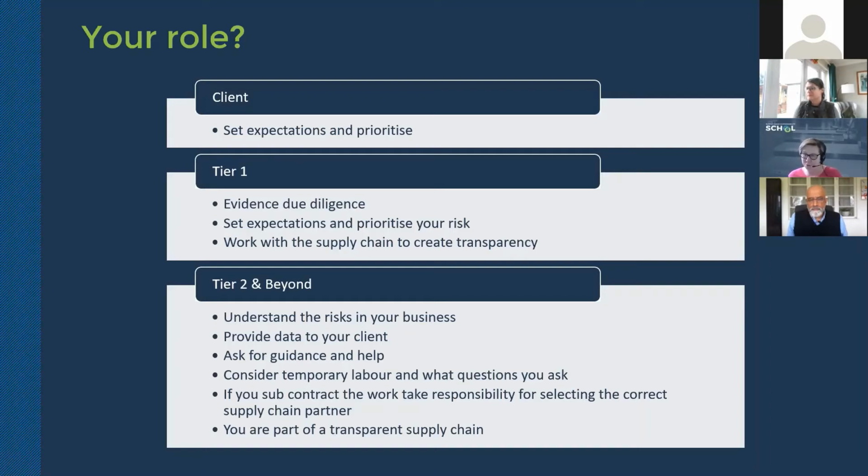If you're a small organization, use temporary labor, waste management, start to think about the odd little question that you can add in, start to think about how you can actually upskill your own organization. And remember, you're part of a transparent supply chain. So the risk and questions that are coming to you are because there's a genuine concern this needs to be addressed. So part of this is about you creating that transparent supply chain.